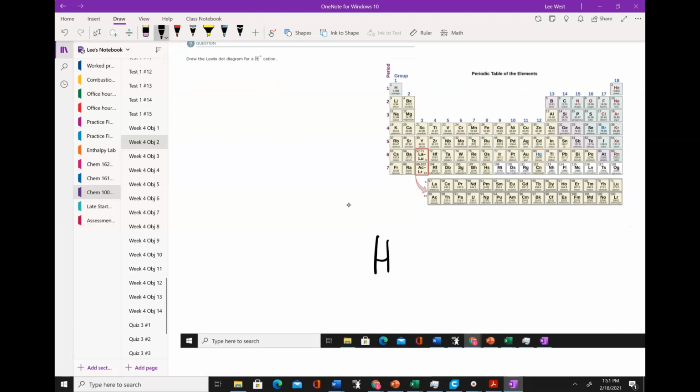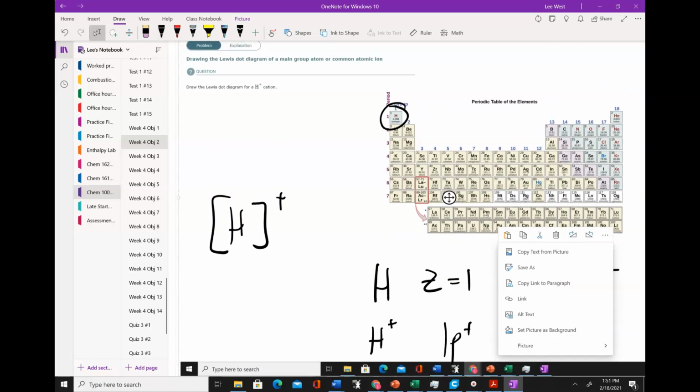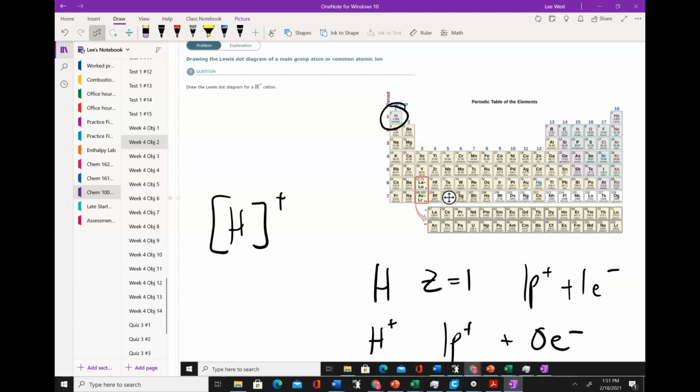So this question is about drawing the Lewis dot diagram for a cation. So hydrogen, here it is, has atomic number 1. So that means that it has 1 proton and also 1 electron. So the hydrogen ion with a single positive charge will have 1 proton and 0 electrons. So when it comes time to place the dots around the hydrogen cation symbol to indicate the number of valence electrons it has, well, it doesn't have any valence electrons, so it gets no dots. So that's kind of easy. There's no dots to place.